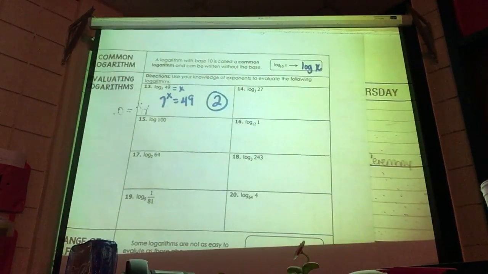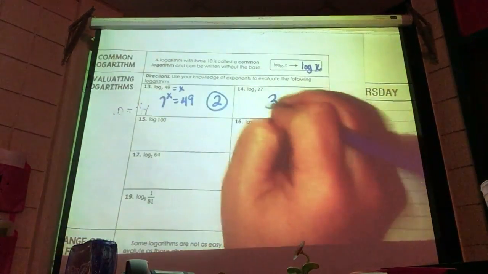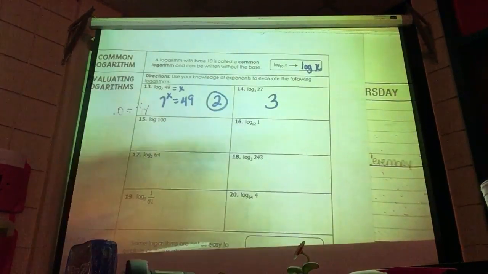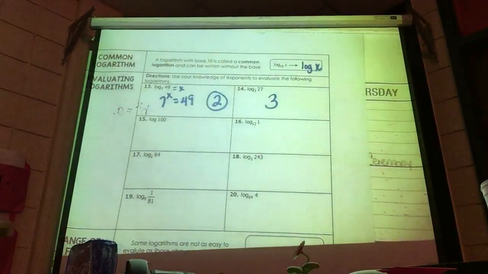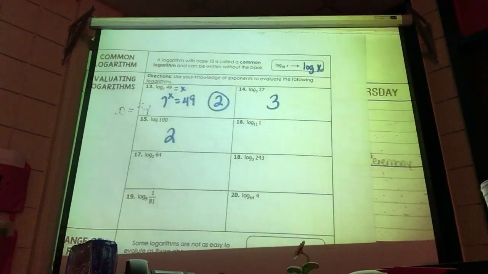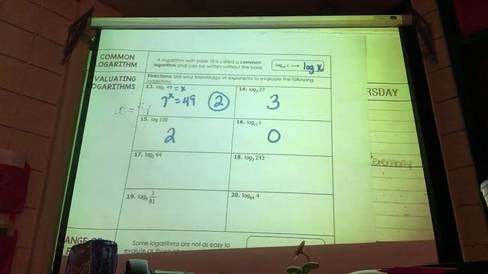All right, number 14. What do I raise 3 to get 27? 3. All right, number 15. What is my base? 10. What do I raise 10 to get 100? 2. All right. Number 16. What do you raise 12 to get 1? You raise it to the 0 power. Anything to the 0 power is equal to 1.